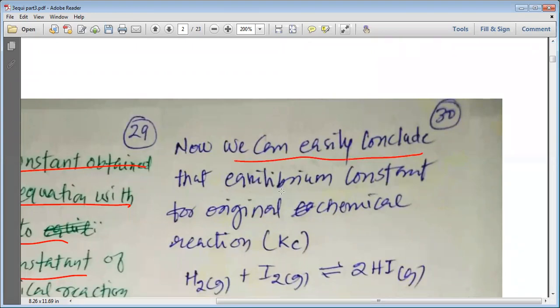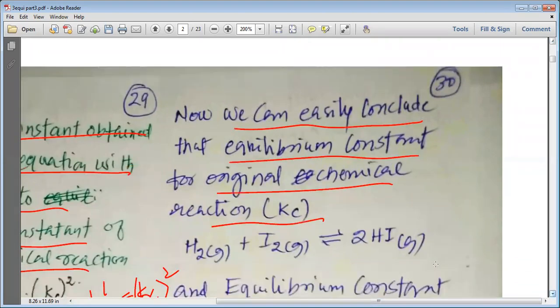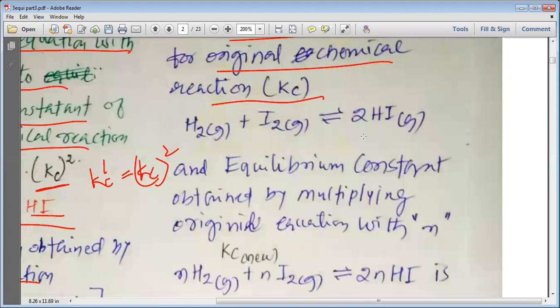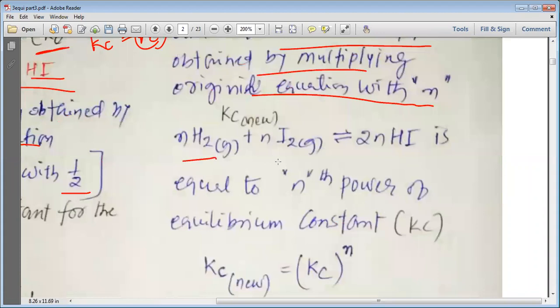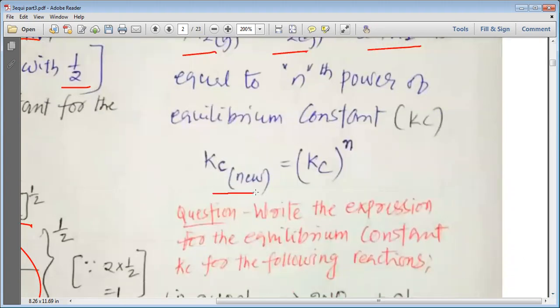So now we can easily conclude that for the original chemical equation H2 plus I2 gives 2HI, the equilibrium constant is Kc, and the equilibrium constant obtained by multiplying the original equation by n is Kc new. Suppose we multiply this equation by n, so we will get nH2 plus nI2 gives 2nHI. We can easily write that Kc new is equal to Kc to the power n. So if we multiply the equation by any number, then the new Kc will be the original Kc to the power of that number with which we multiply the original equation.